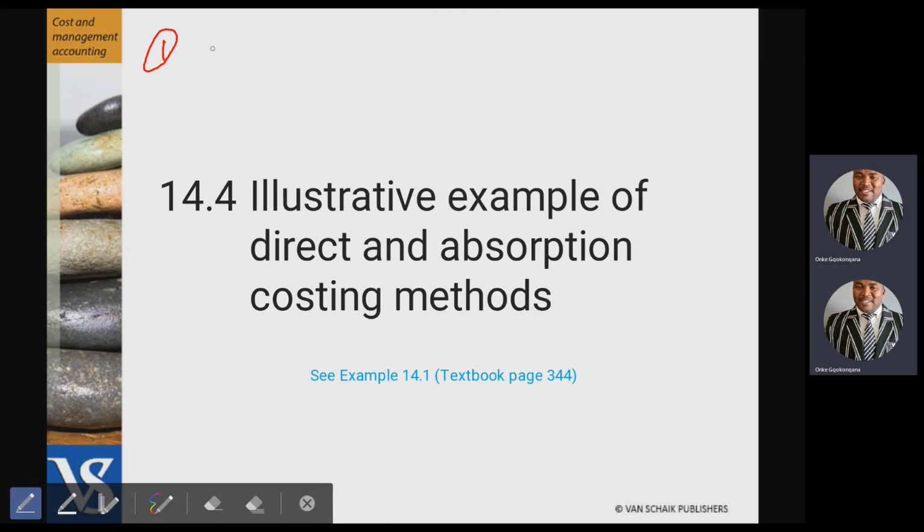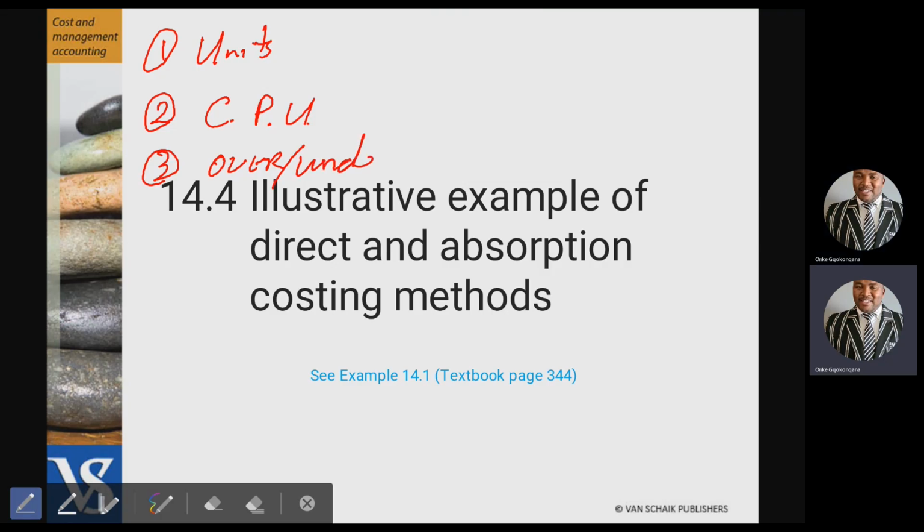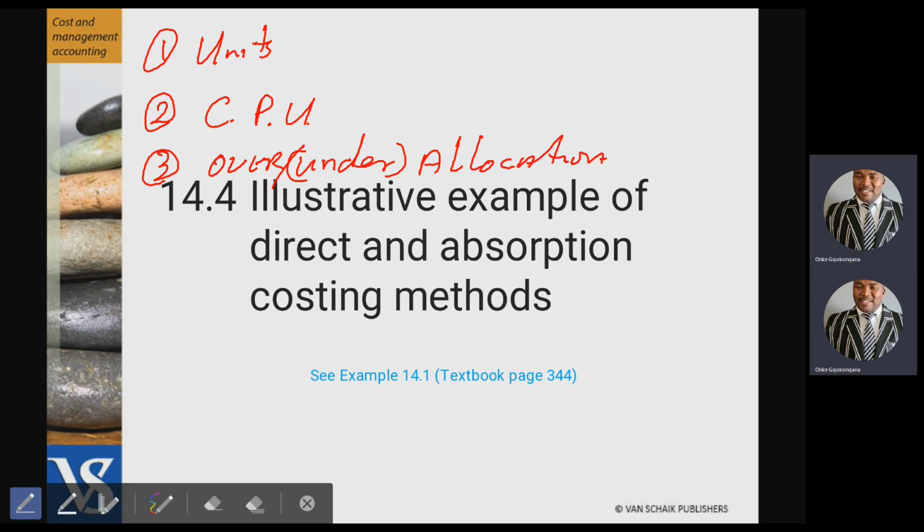Our first step, guys, is to work out the units. So we fill in the missing units. The second one, we calculate the cost per unit. The third one, you work out your over or under allocation. Remember what they said about fixed manufacturing overheads, that you need to allocate them in the production. So these are the workings that you have to do before you can actually go and do the income statement.